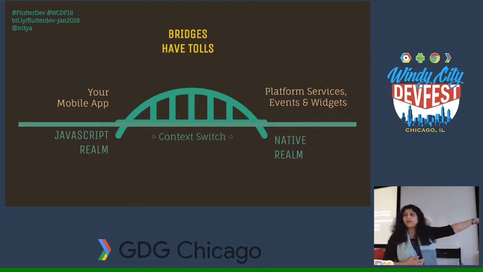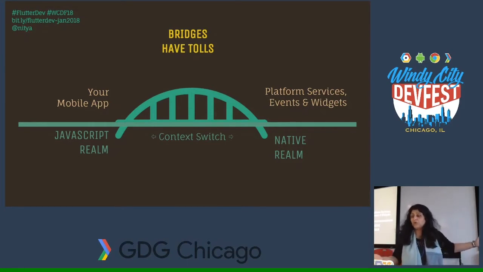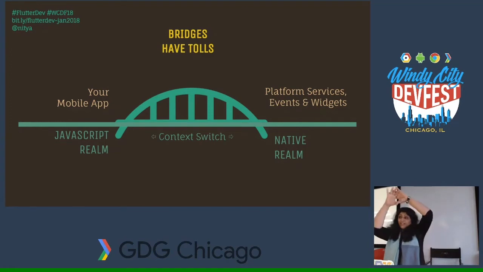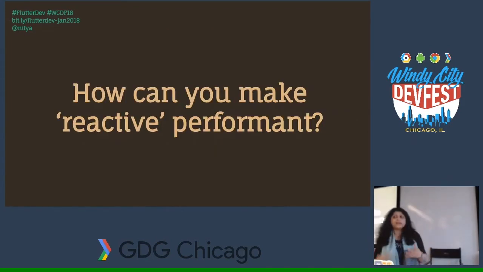Because with React Native, what happens is you're still writing all your code in the JavaScript realm over here. Your mobile app is talking to it, and every time you want to use any native UI, native widget, native event, whatever, you're going to have calls made that have to go over that bridge. Context switches are costly. The more you do them, the slower you get. And bridges have tolls. Performance-wise, when you think about reactive, if you have a ton of objects in your view, everyone changing, you're going to be crossing that bridge a lot, right? It's not really effective. So at this point, the question was, how can you make this reactive?